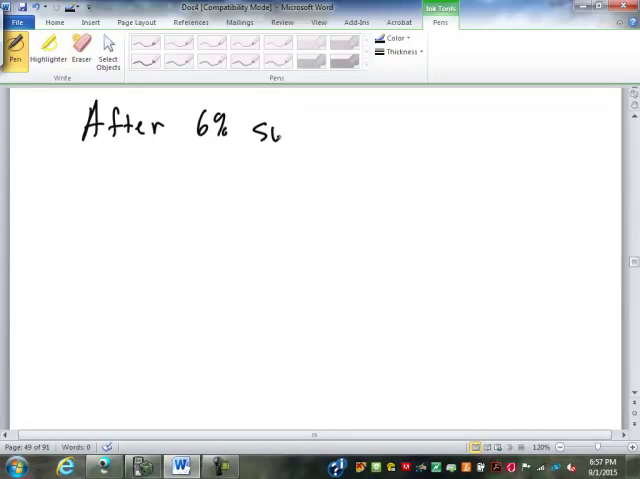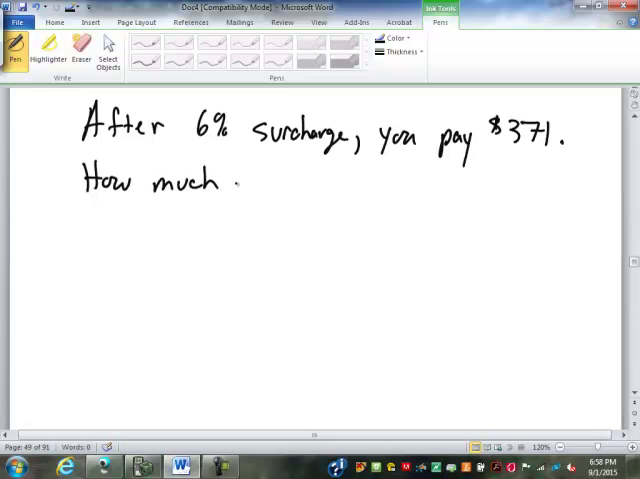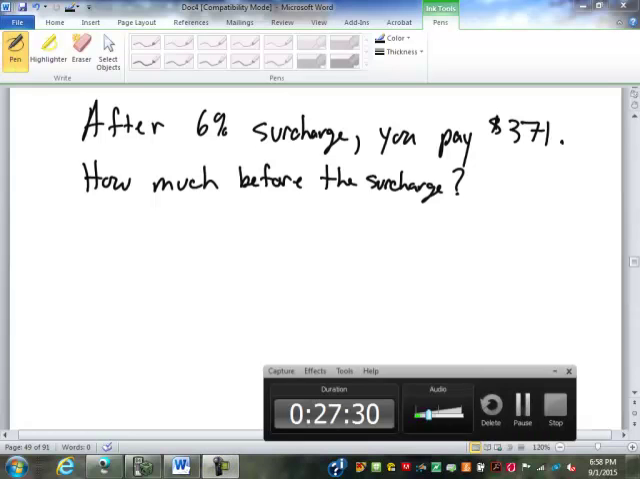After a 6% surcharge, you pay $371. I'm going to abbreviate here. How much was it before the surcharge? I wonder if you guys tried to find that in your receipts and your notes.